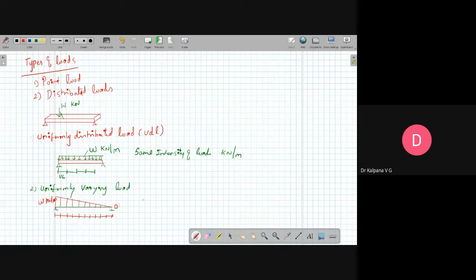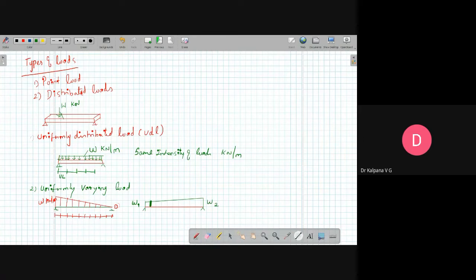And here again, whether it is a triangular variation or a trapezoidal variation, the beam may be subjected to a triangular or trapezoidal variation. So all my drawings are related to a simply supported beam. So it may be of triangular variation. One end is maximum and the other end is minimum value. Instead of starting with 0, it can start with W1 at one end and W2 at the other end. So here it is W1 and this is W2.